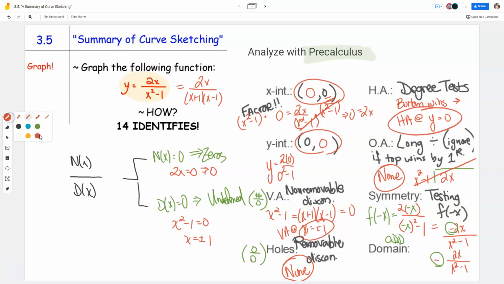Another reminder, opposite, odd, odd means origin symmetry. So somehow you can make my graph have origin symmetry.